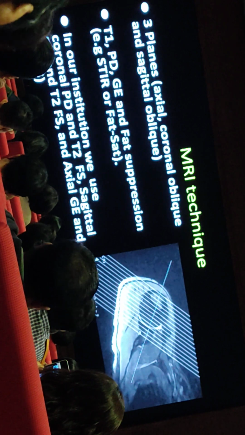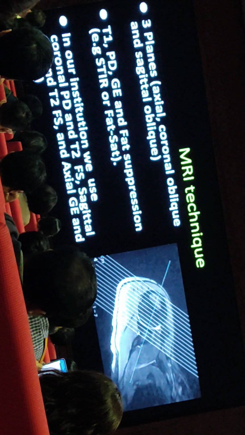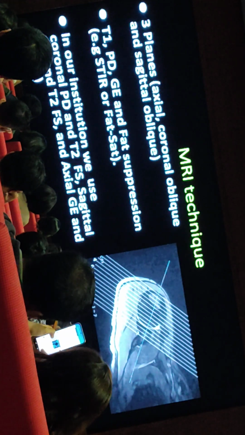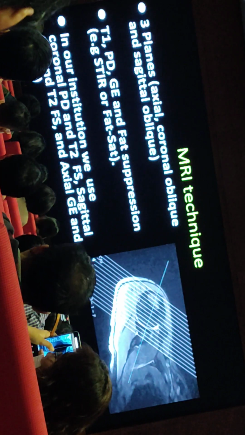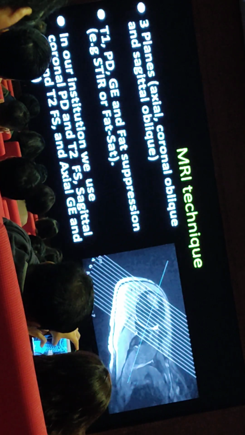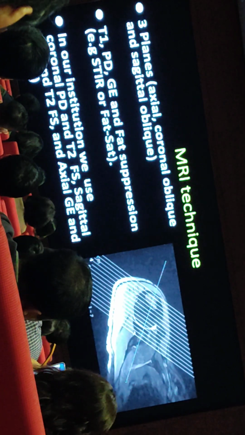So that's why for the shoulder there is no compromise. You have to do it in 3 planes. And in every single plane you need to do what we call an anatomy sequence and a pathology sequence. An anatomy sequence includes T1 or PD, and the pathology sequence includes either STIR or T2 fat sat.